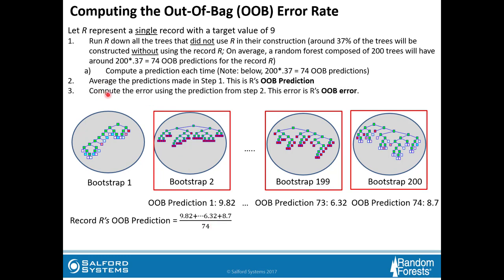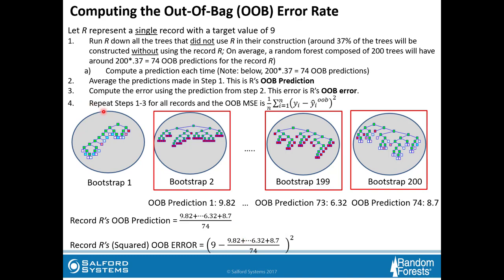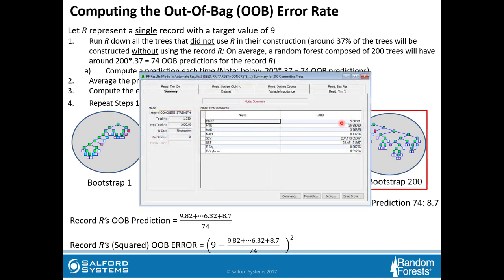And then finally, you can compute the error using the prediction from step 2. And so this is R's out-of-bag error, and this is actually its squared error, if you want to be more precise. Now, the reason this is nice is because we can repeat steps 1 through 3 for all records, and you can also compute things like the out-of-bag mean squared error. And so this Y hat OOB is just the prediction here. I just use this for notational convenience. And so when you see things like this in the output, this OOB column, you at least have an idea of how the procedure works. Of course, for different metrics, the formula is going to change, but this is the idea of the procedure.